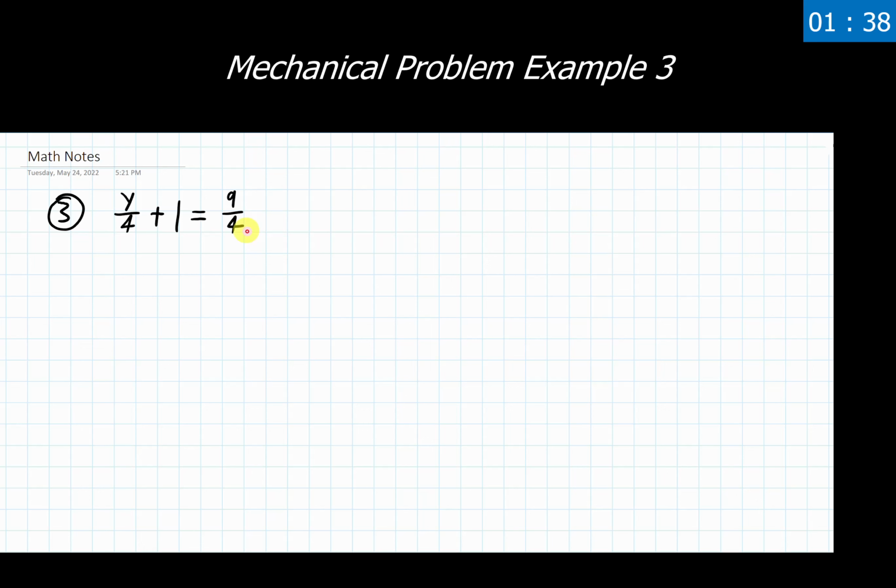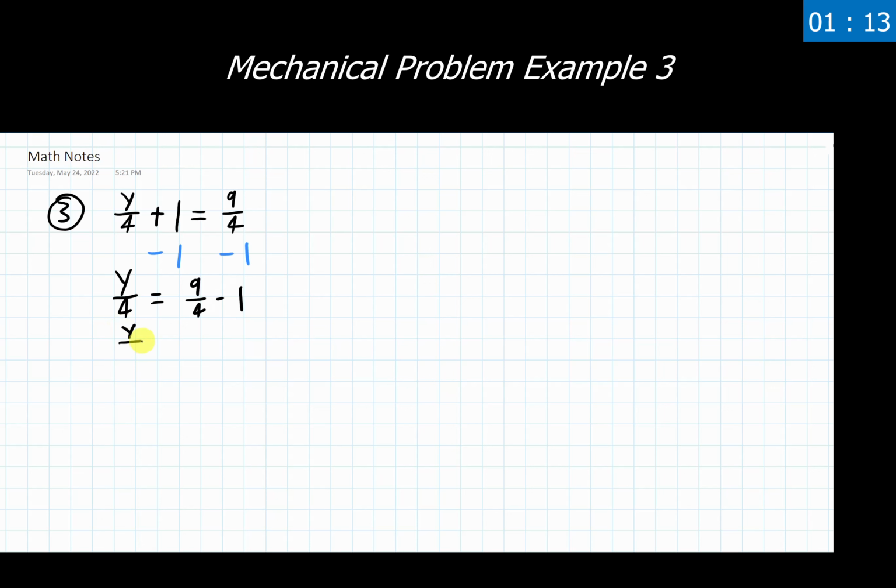So I can go through and I can actually move this +1 to the other side and combine all of my numbers, my constant terms, together on this other side. So let's go ahead and do that. I'm going to subtract 1 from the left side. I'm subtracting 1 from the right side. That means I'm going to get y/4 is equal to 9/4 minus 1.